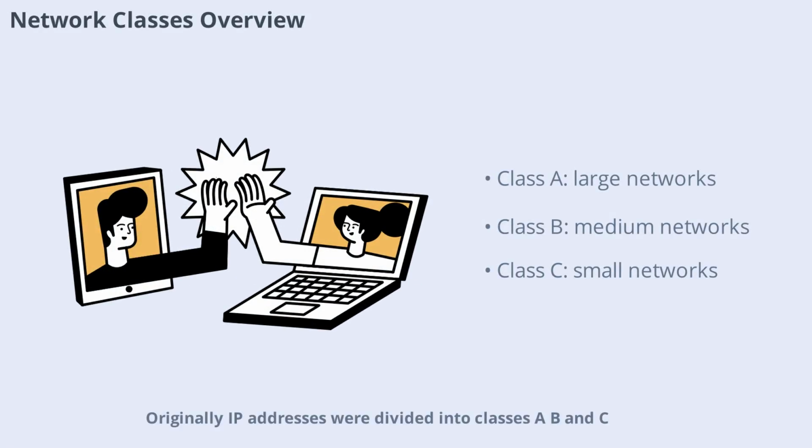Originally, IP addresses were divided into classes, A, B, and C, each with different ranges and purposes. Class A addresses were for large networks, Class B for medium-sized, and Class C for small networks. This system made it easier to organize networks but was eventually replaced by CIDR for greater flexibility. Understanding classes is still useful for historical context and some legacy systems.